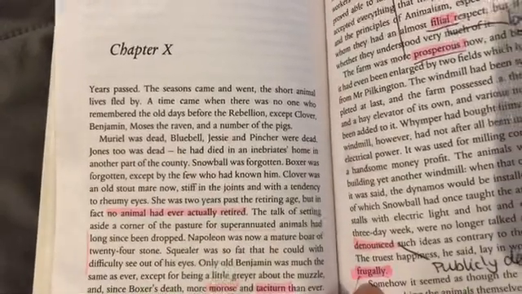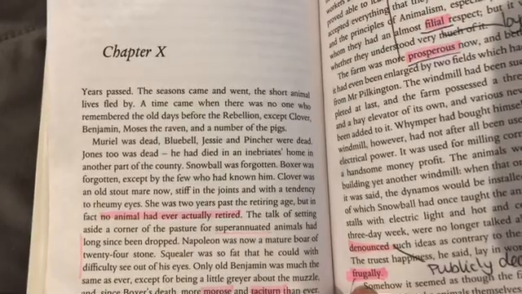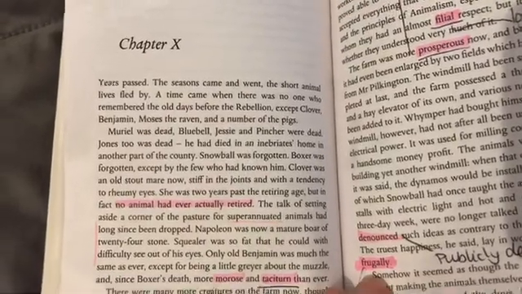So an inebriate's home, that would be like a home for alcoholics, I believe.